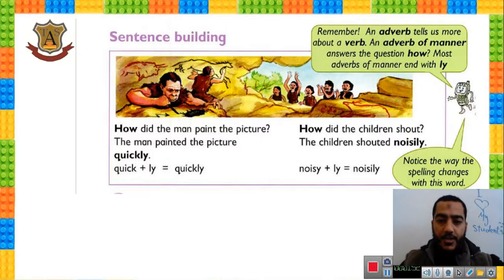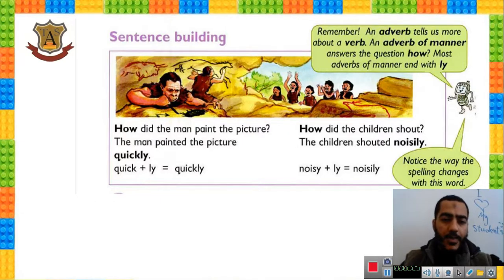First, we see a picture here. Old man, very old man, or cave men, or cave people. They are painting inside the cave, and they are using the painting from earth. And I see here some people having fun, or they are happy or excited. Okay, let's read what's in the box.